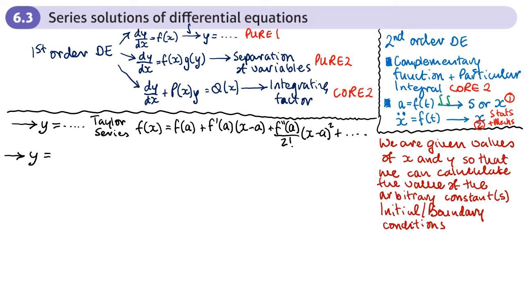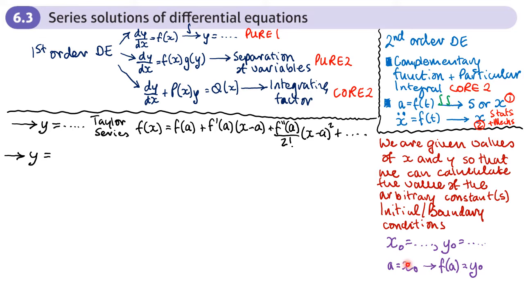And in these types of questions, we're going to call these values of x and y that we've been given x0 and y0. So these are initial values that we've been given. Now, when we apply this to the Taylor series, our a is going to be x0. So that means that f of a is going to be y0, because it's that particular value of x that gives us that value of y.